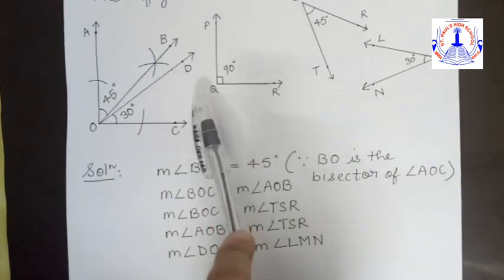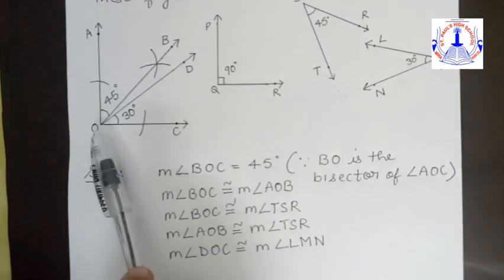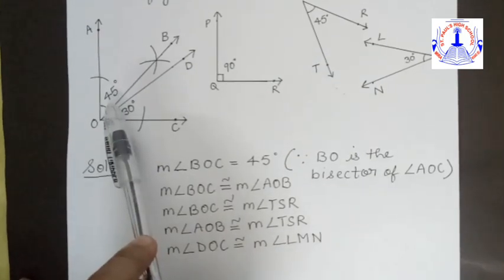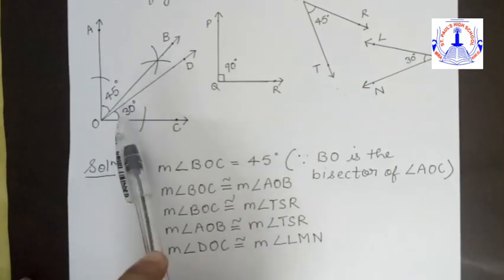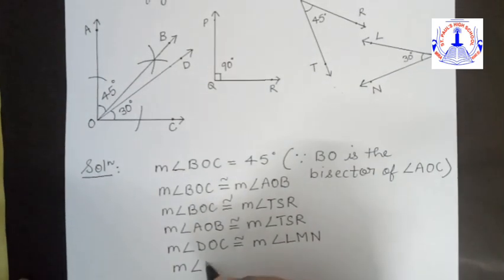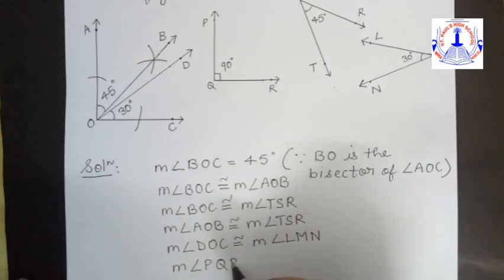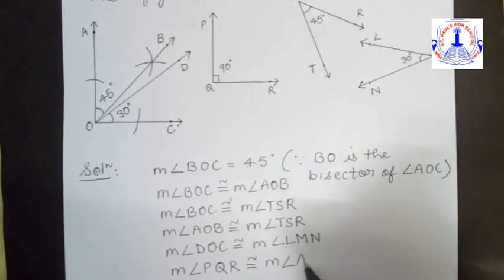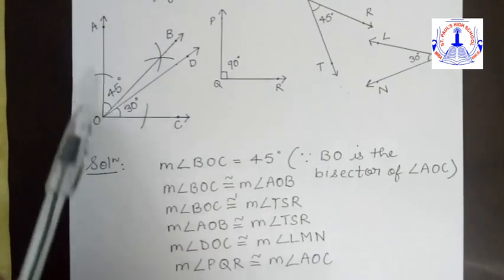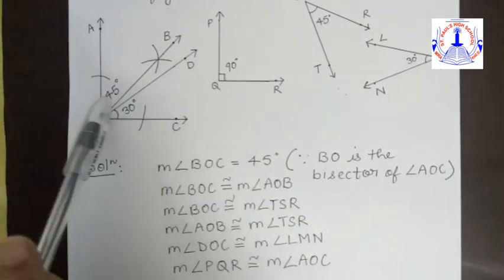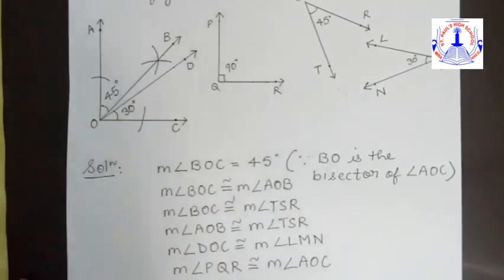Now here PQR is 90 degrees and if you see angle AOC is also 90 because this is 45 and BOC is also 45. If you add, it will be 90. So measure of angle PQR is congruent to measure of angle AOC. AOC is 45 plus 45, since this is the bisector, which is 90. So 90, 90, both will be congruent.